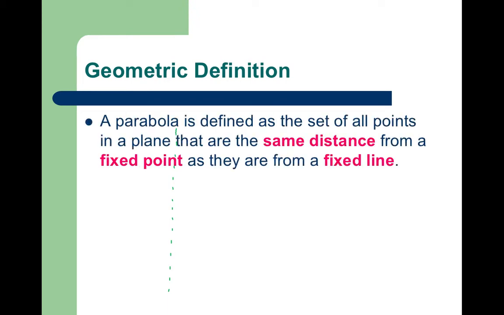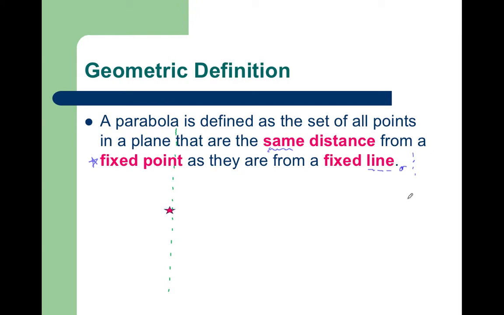The geometric definition of a parabola is the set of all points in a plane that are the same distance from a fixed point as they are from a fixed line. Now this fixed line might be horizontal, or the fixed line might be vertical. It will never be diagonal.